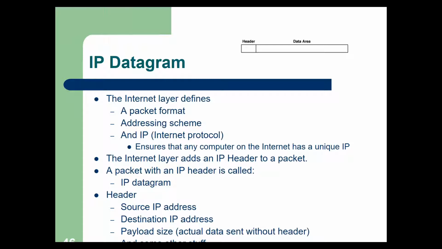So this is our IP datagram. An IP datagram is created when we add an IP header to the TCP/IP data header. Once it's a layer 3 header, we are adding a layer 3 header to the layer 4 header. It defines the packet format, the addressing scheme, and the IP itself. The header includes the source IP address, destination IP address, and payload size, which are some of the stuff I will be explaining in future slides.